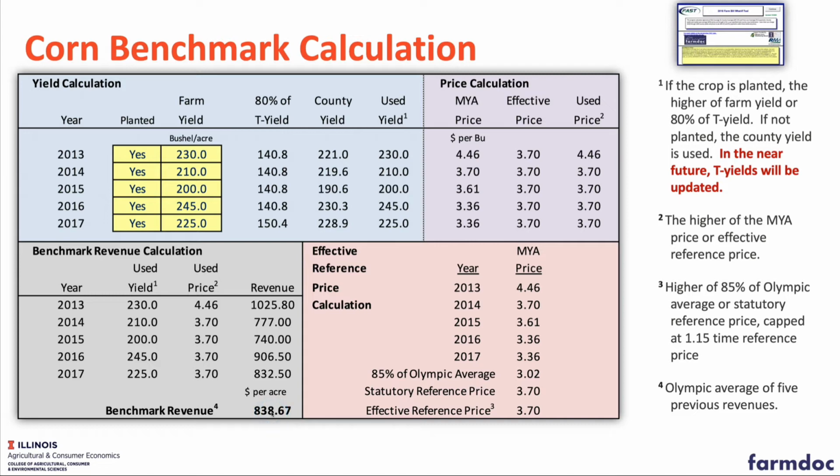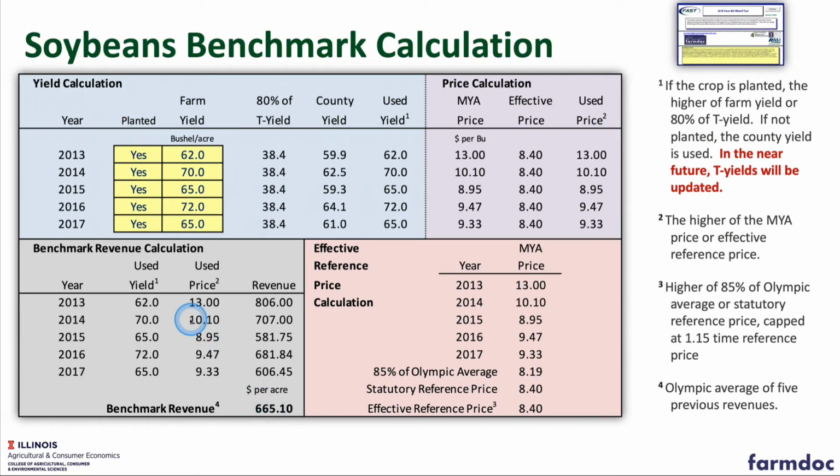All right, here's soybeans. Same thing for soybeans. You enter your yields from 2013 through 2017. Same calculation. You come down with a benchmark revenue of $665. All right, that will work. So those are the calculations for crops on an FSA farm.